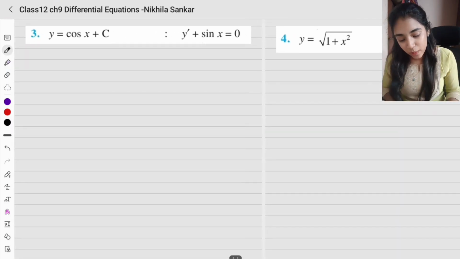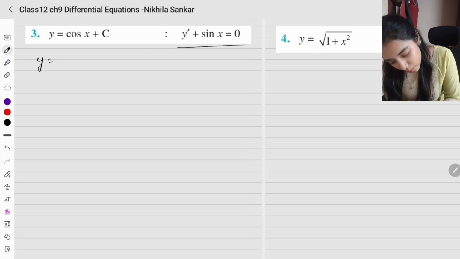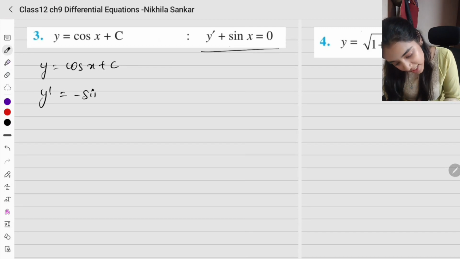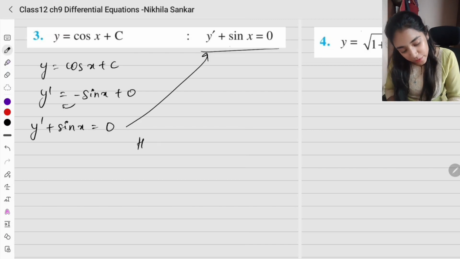Question number 3. Y equals cos x plus c. இதை prove பண்ணணும். Okay, simple. Now I have y equals cos x plus c. Y dash equals cos x or derivative என்ன? It is going to be minus sin x plus 0. When I have y dash, sin இந்த பக்கம் வந்ததுனா I'll have y dash plus sin x equals 0. So this is this. Hence verified. Okay.